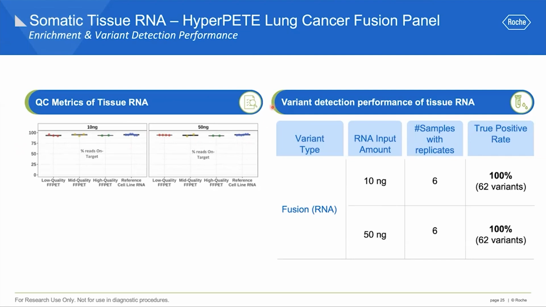Again, on the right, we have our variant detection performance, and we're looking at these known fusion variants, looking between 10 nanograms and 50 nanograms. What you can see is that 100% of the fusions in the reference cell line RNA samples were detected.